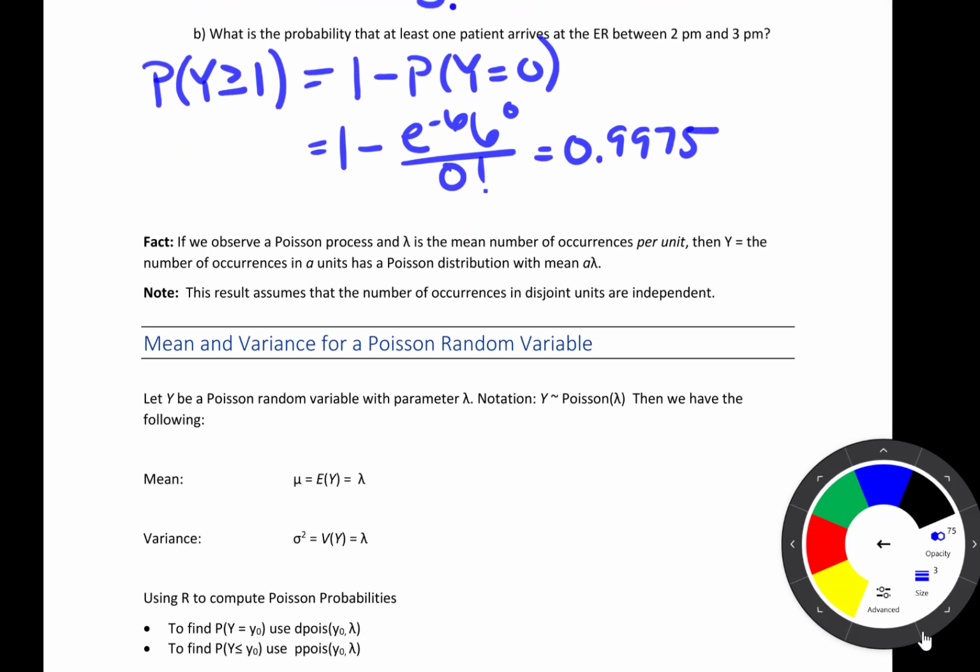So there's a couple more facts and notes here. If we observe a Poisson process and lambda is the mean number of occurrences per unit, then y, the number of occurrences in A units, has a Poisson distribution with mean A lambda. This result assumes that the numbers of occurrences in disjoint units are independent.